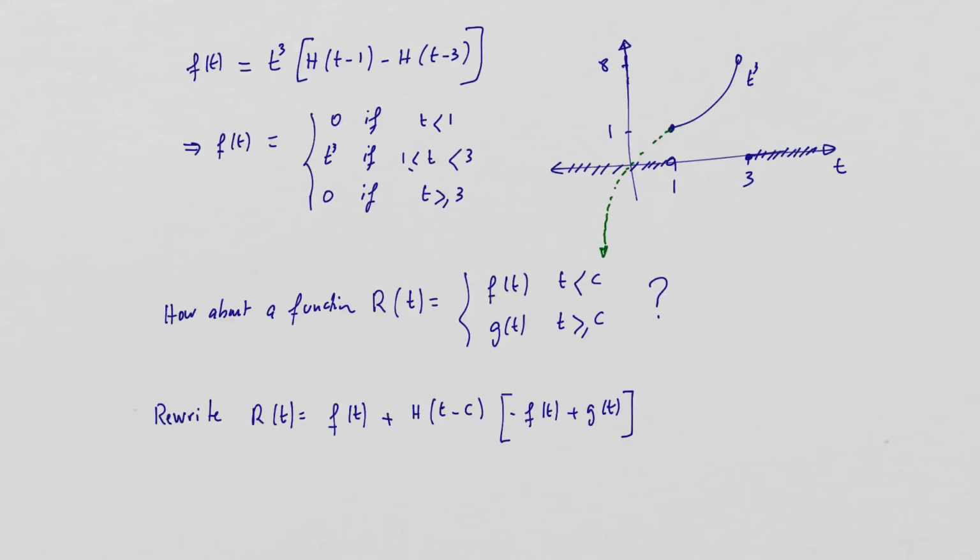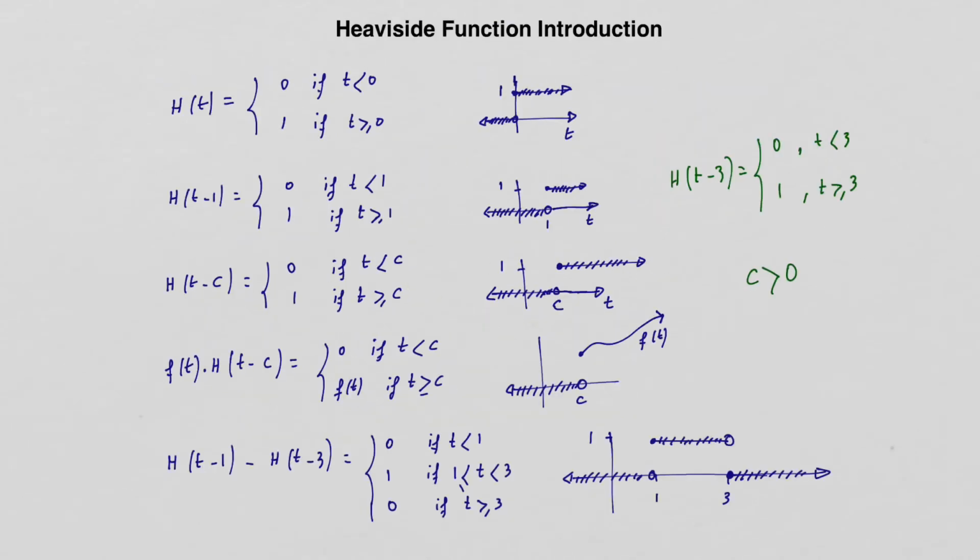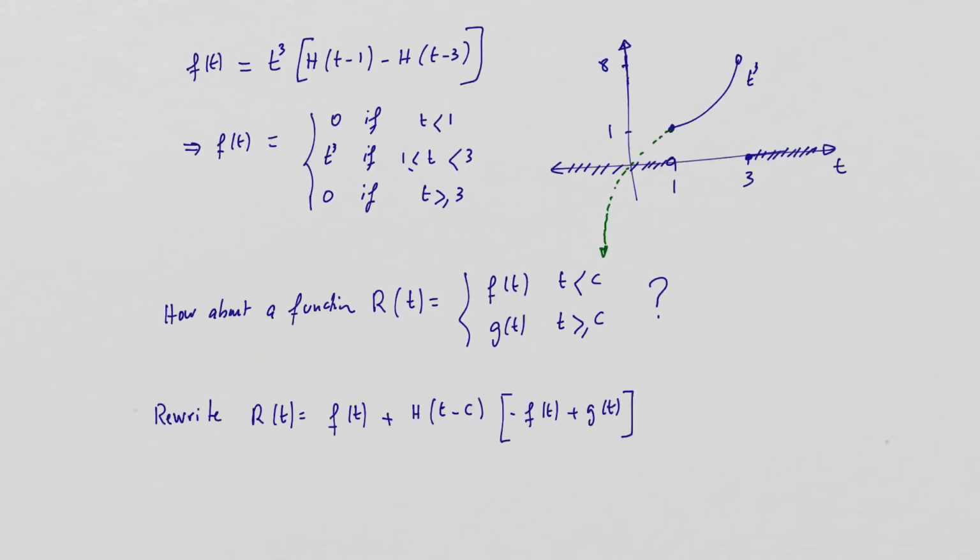what happens to h of t minus c? It's 0. And when t is more than c, h of t minus c is 1. That's by definition, just by shifting this one. Okay? So keep this in mind. Now, when t is less than c, h of t minus c is 0. So 0 killed this whole piece. So r of t is just f of t.